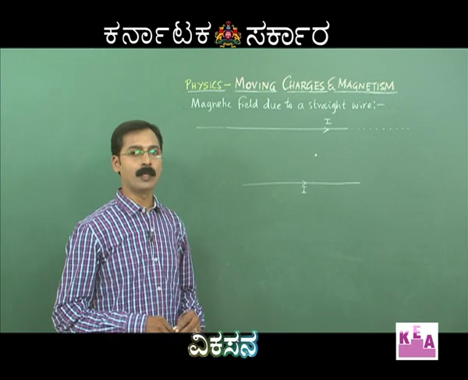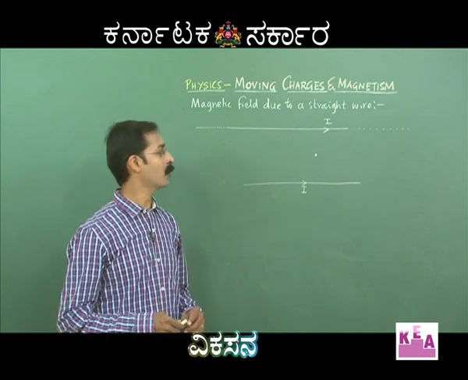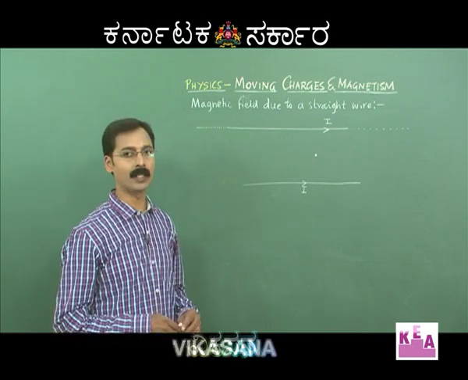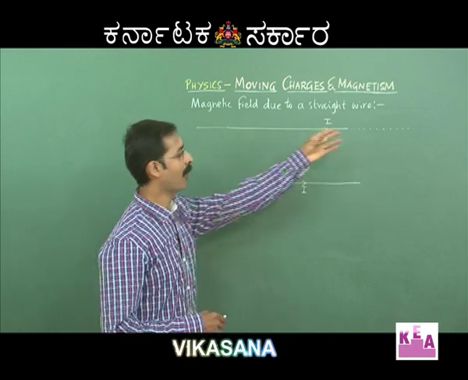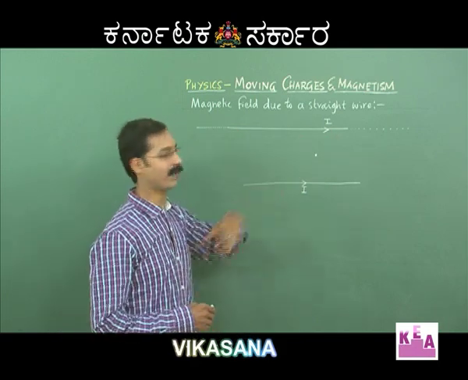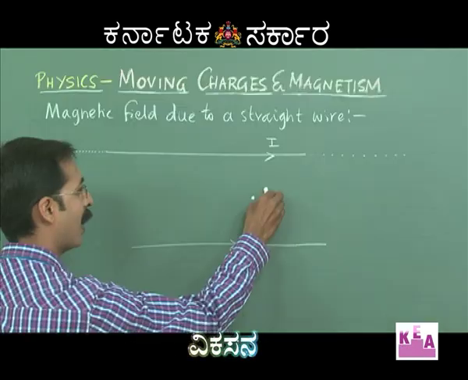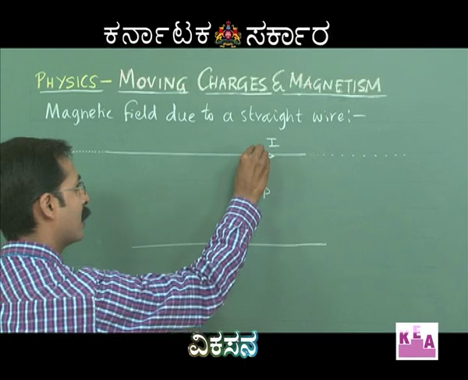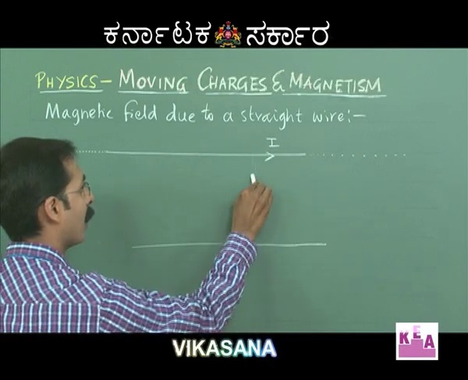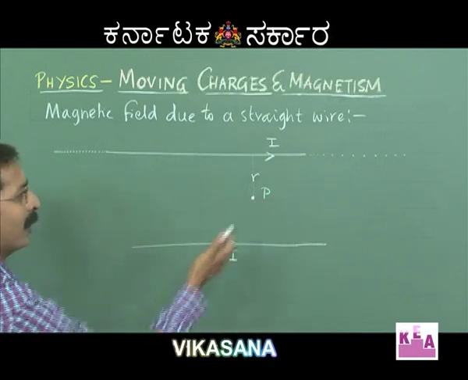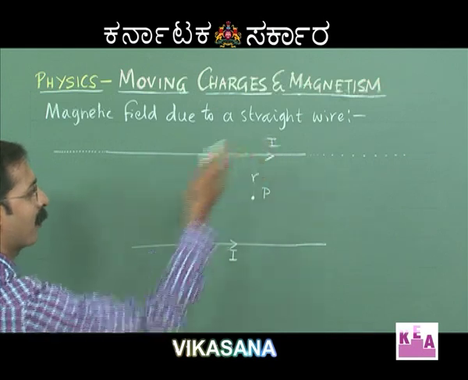Now, let us use the formula for the magnetic field due to a straight wire. Here I have an infinitely long straight wire carrying a current I. Suppose I am calculating the magnetic field here at point P. Let the distance between these two be r. This point P is at a perpendicular distance of r from the wire.